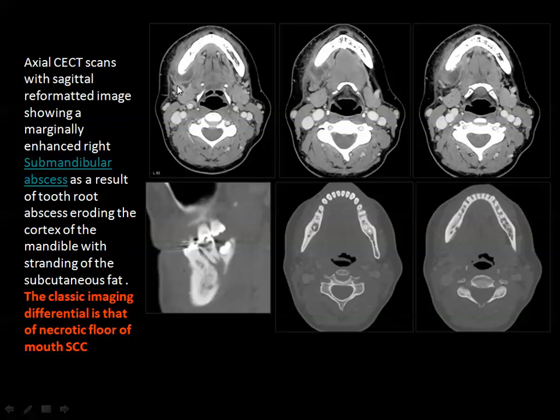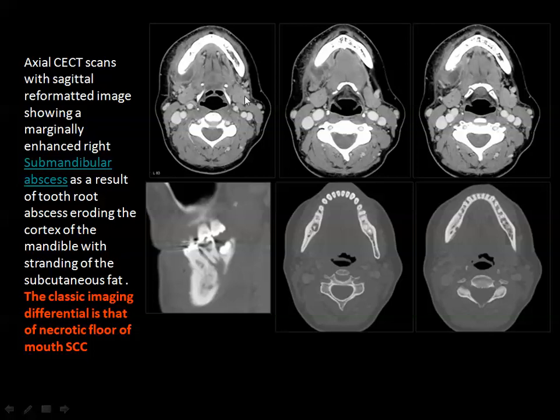And one of the important signs for inflammatory processes is the presence of stranding or smudging of the related subcutaneous fat planes. And here you can easily appreciate this stranding of the fat compared to the opposite side, and the infection is present in the submandibular space lateral to the mylohyoid muscle. This is the mylohyoid muscle, and this is the submandibular space.